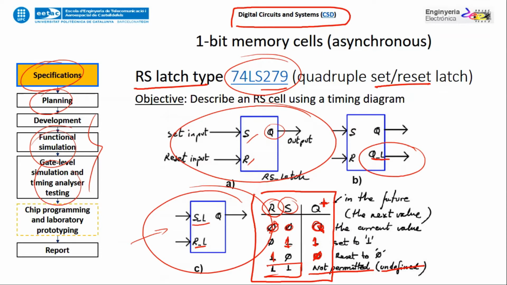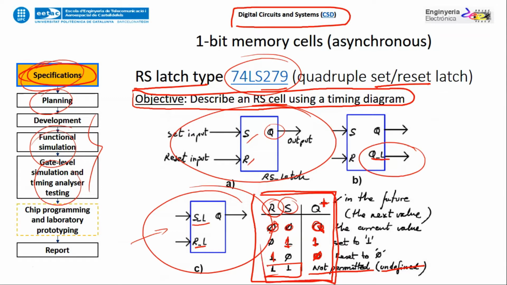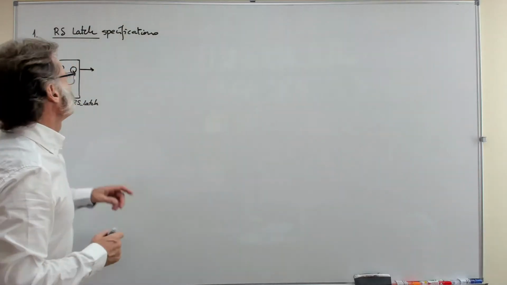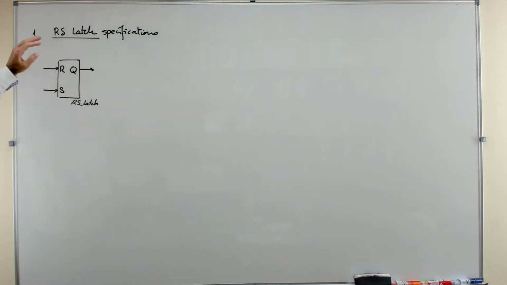So let's go explaining how to use that by means of a timing diagram. This is the main objective now. Let's describe an RS cell from this specifications point of view, which means that now from the function table we have to be able to draw a timing diagram. Okay, so let's see how we can discuss the specifications of the reset-set latch device.